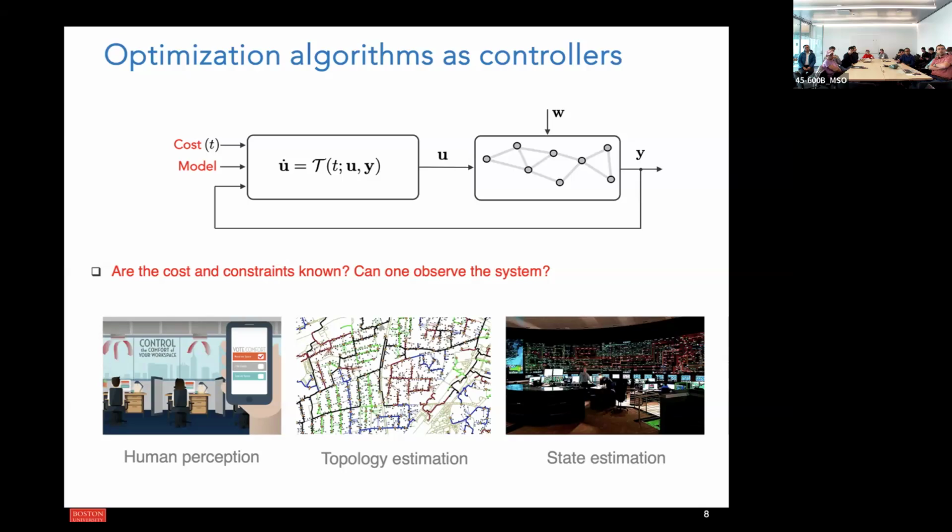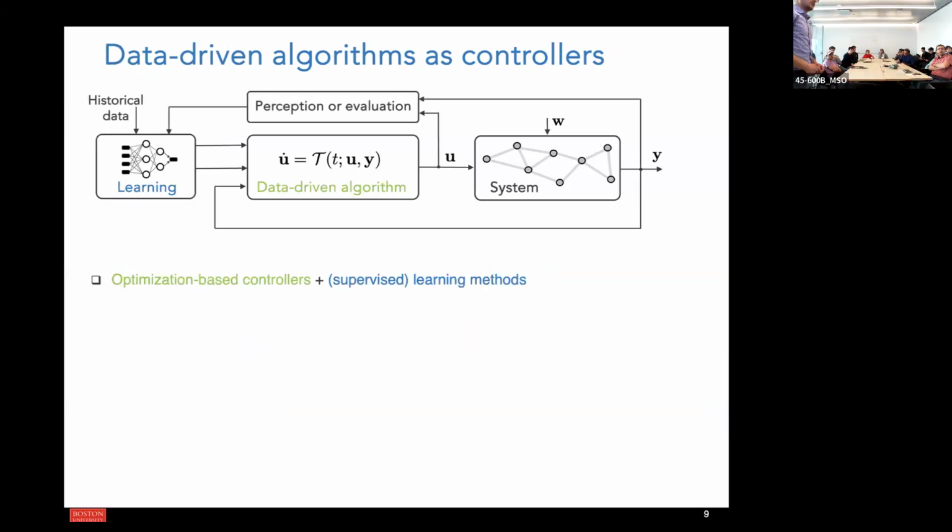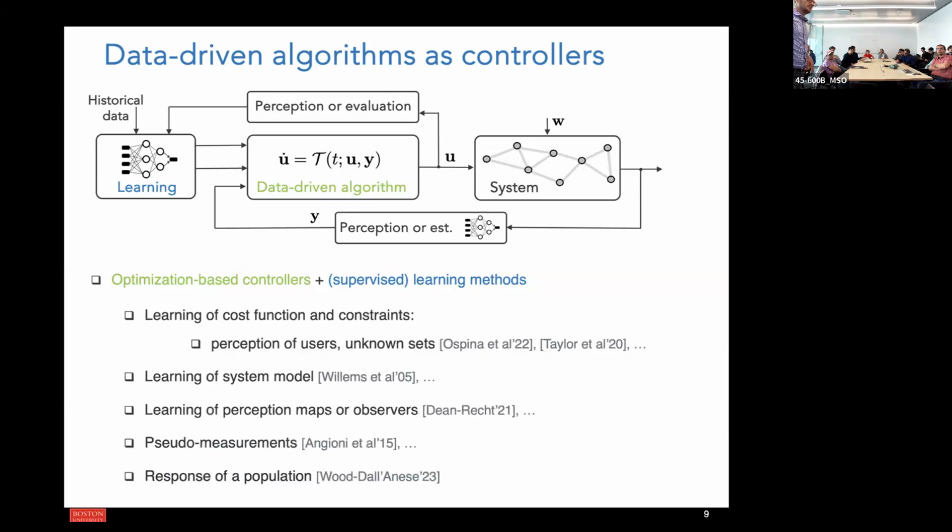And this touches upon problems where we need to perform state estimation, or we estimate the topology of the system, especially for system applications, or perhaps we need to learn the cost from observations. So long story short, what my group has been doing was also to look at extended versions where we start adding learning and perception modules into the closed loop system.